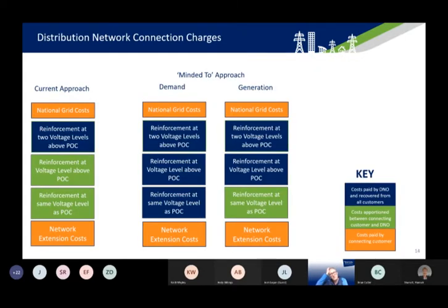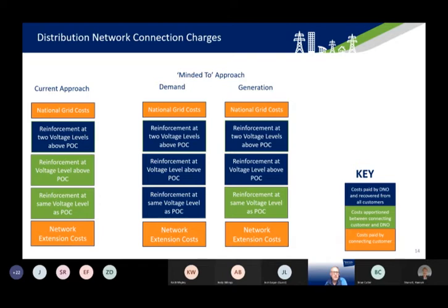So I'll try and illustrate that in a couple of ways, just so people get their heads around the changes. On the left here is the current approach, and then this was their minded-to position. As I said before, extension assets, no change, they're fully funded by the customer. And as I just said, on the transmission, charges coming through to distribution connected customers, again, that would be fully funded, pass through. The changes are more in this bit here where the reinforcement happens at the different voltage levels.